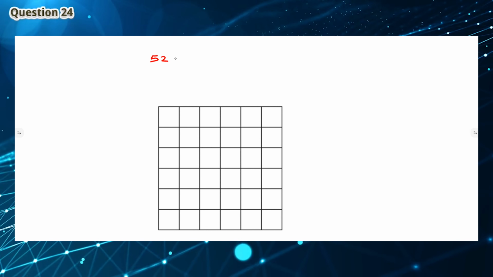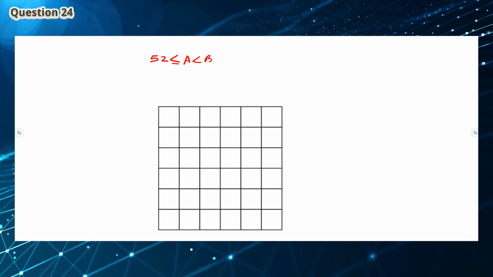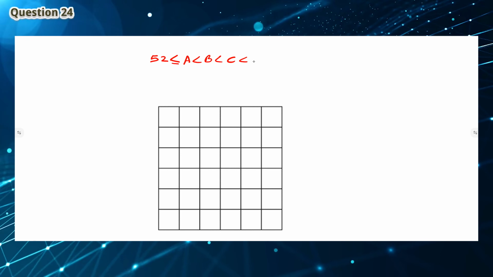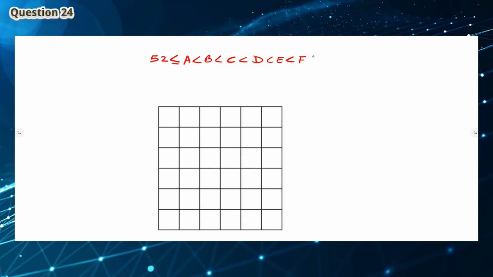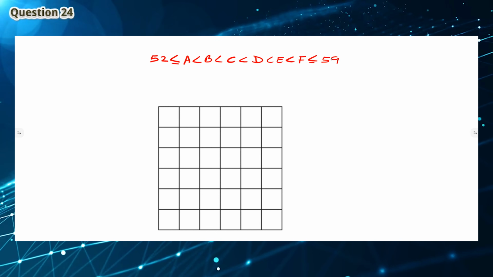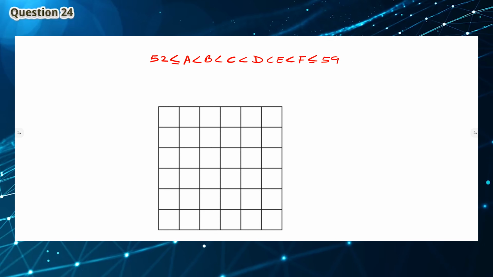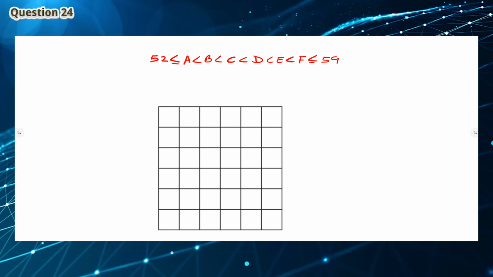Let A, B, C, D, E, and F be the number of problems completed by each student respectively. This means that A, B, C, D, E, and F are in between 52 and 59. However, none of these numbers can be prime, since the total number completed by each student is k plus 1 times the number completed on Saturday.